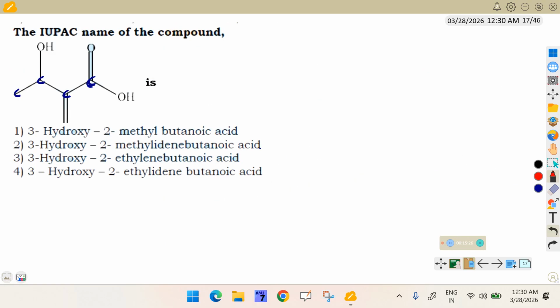The IUPAC name of the compound. Consider the long chain. This is the carboxylic acid, high priority group: 1, 2, 3, 4. Third position hydroxy group is present. Second position double bond is present, that is methylidene. 3-hydroxy-2-methylidene. This is nothing but double bond CH2. Double bond CH2 is called methylidene. Butanoic acid.